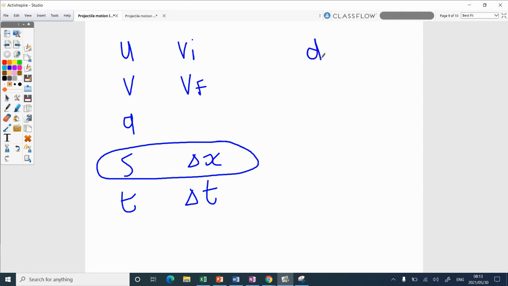Okay, so then the first word that you have to look for is if it says drop, what do you know? Okay, so you know that initial velocity is going to be 0. So if they don't say drop, don't assume dropping. Obviously if they say fall, then it's like dropping.